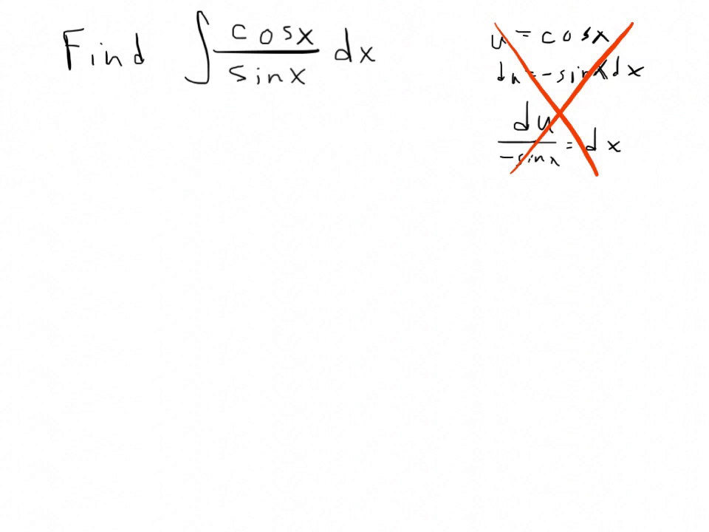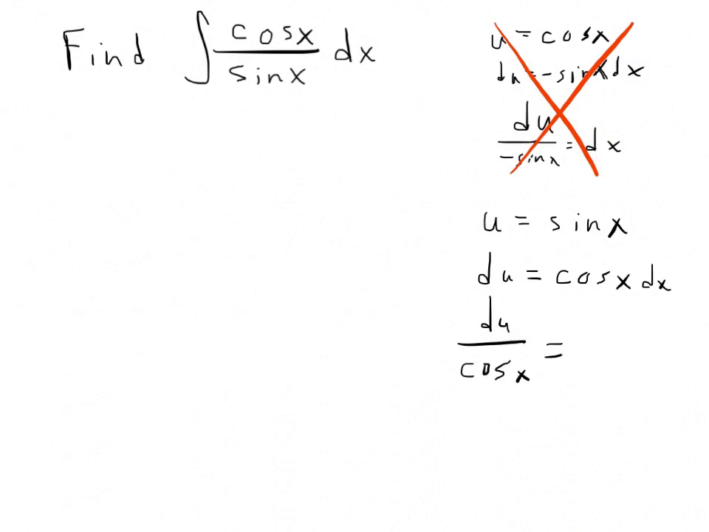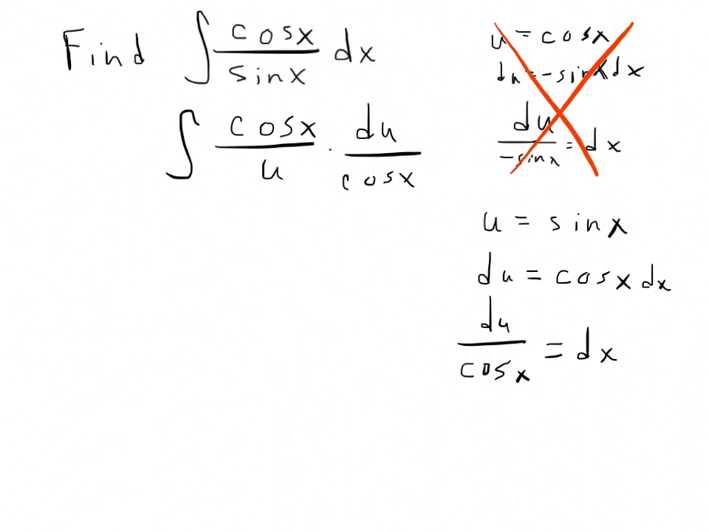So that U substitution didn't work. We can try u equals sine x, right? That means du is cosine x dx. That means du over cosine x equals dx. And I can plug this stuff in. This will be the integral of cosine x over u times du over cosine x. I'm just pulling these things from this substitution that I'm doing.